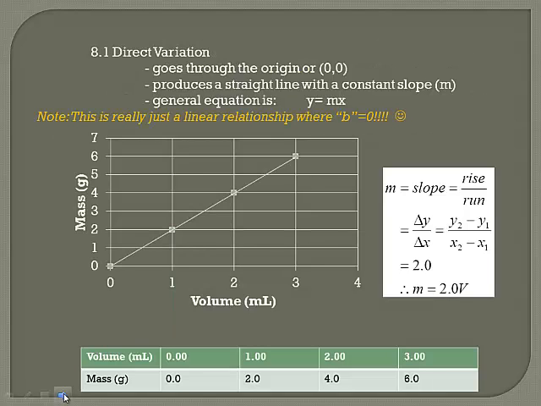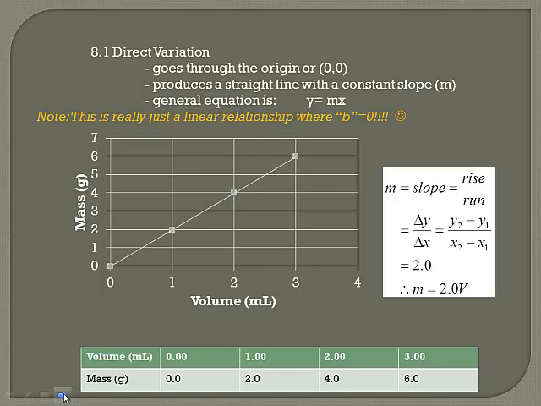Direct variation goes through the point 0, 0, and it produces a straight line with a constant slope. This has the general equation of y equals mx. So doubling an x value will consequently double the y value.